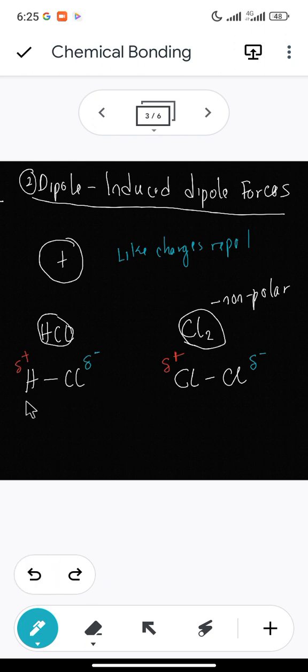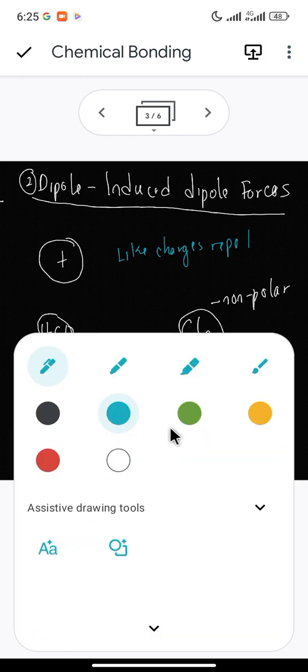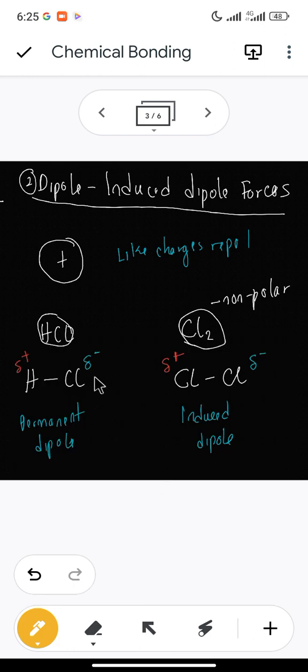So this is a permanent dipole, and this is an induced dipole. So we have a bond between these two. So this is a dipole-induced dipole force of attraction, or a bond, you understand?